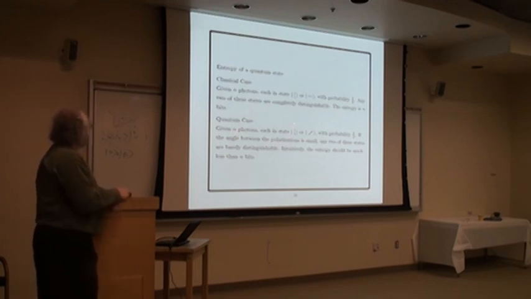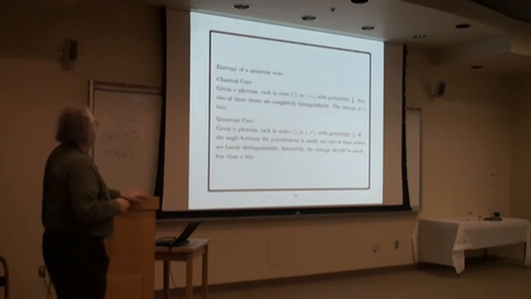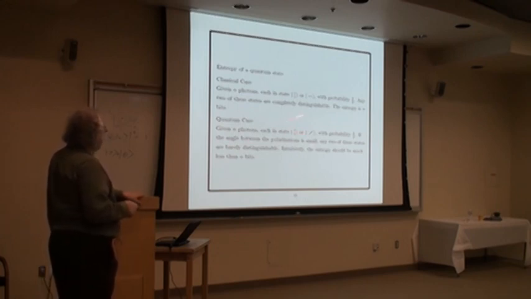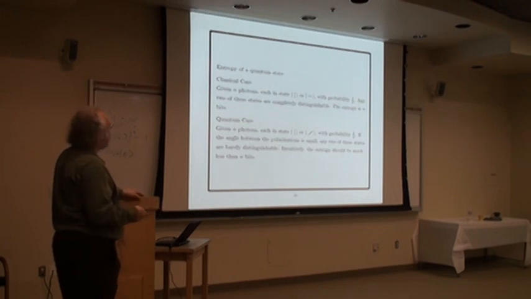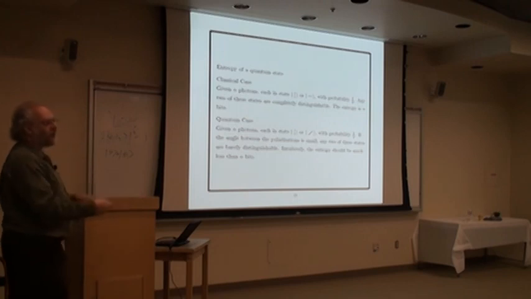Now suppose you have n photons, each in state vertical or diagonal. If the angle between these polarizations is zero, the n photons can only be in one state, so the entropy is zero. If the angle between these polarizations is small, then any two of these states are barely distinguishable, and intuitively you think the entropy should be much less than n bits.